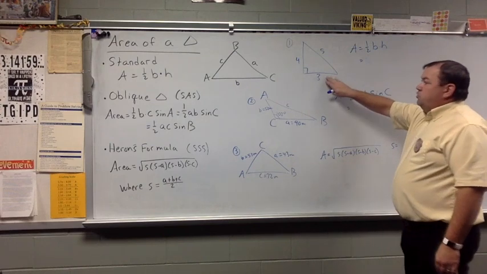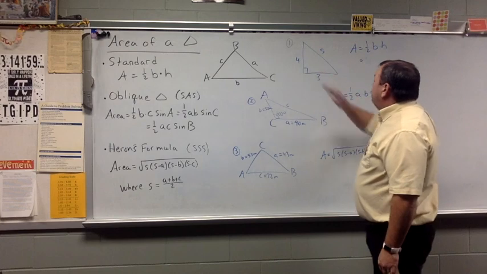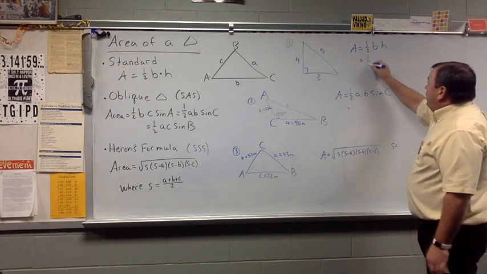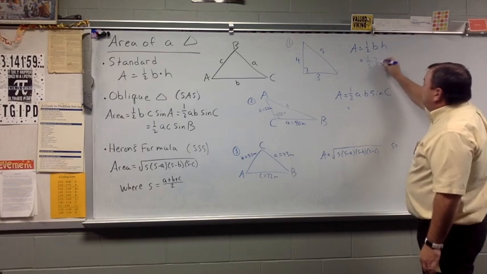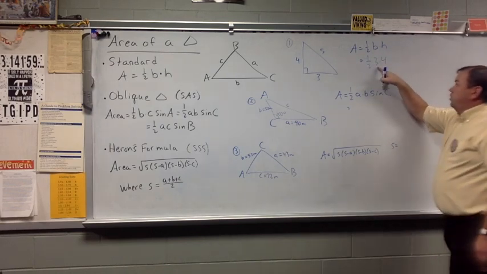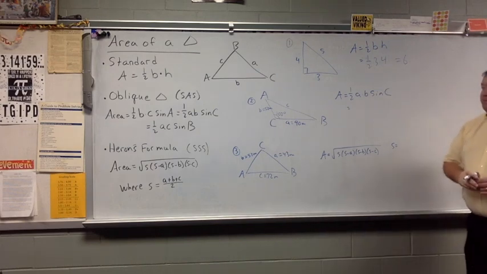First off, here's a traditional triangle. We know the base is 3, we know the height is 4. So if I go 1/2 times the base times the height, 4 times 3, cut in half, this has an area of 6.